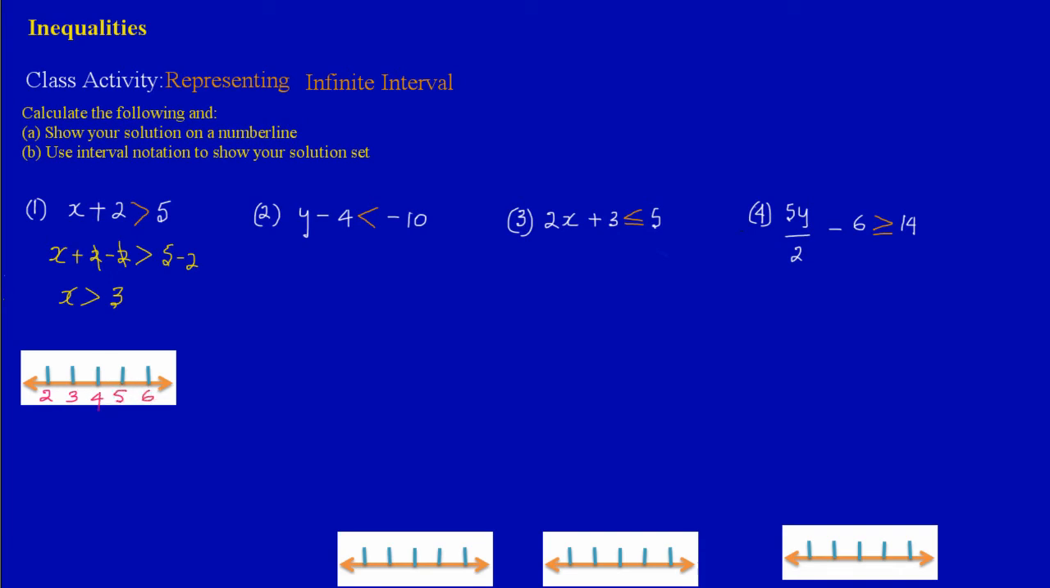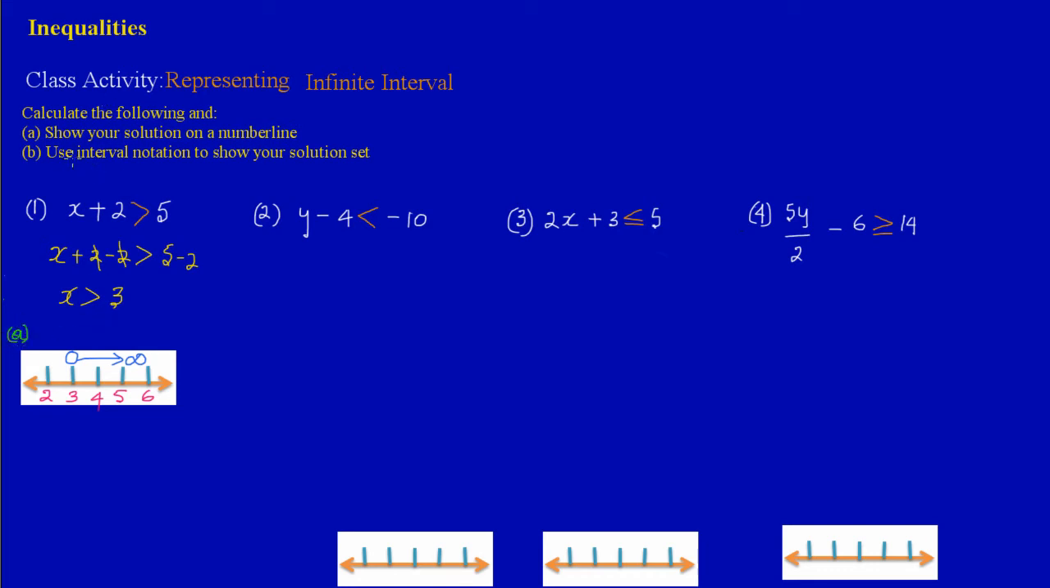Now I'm starting at, let me use a color, let me use that blue. I'm starting at 3, x must be greater than 3. So since x is greater than 3, I must use an open circle, okay? And then I am going above 3. So I'm taking all the values above 3 and I'm going up to positive infinity. So this would be part A. We have shown that information on a number line.